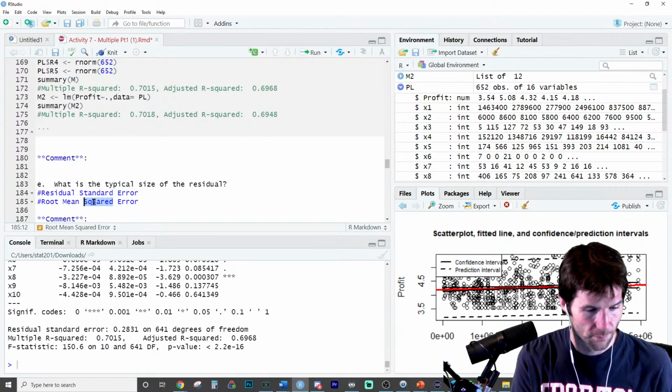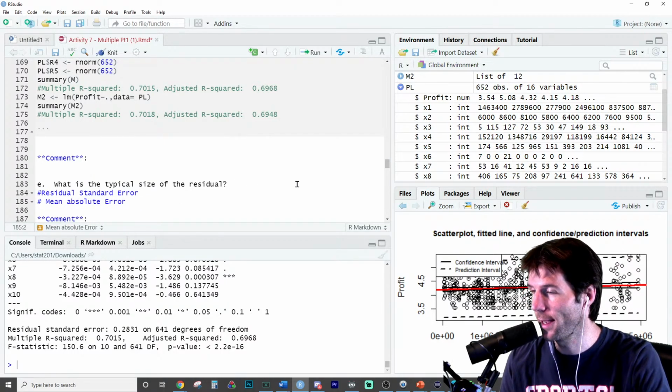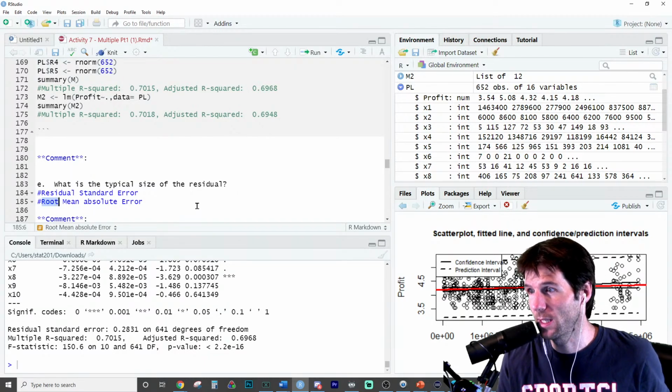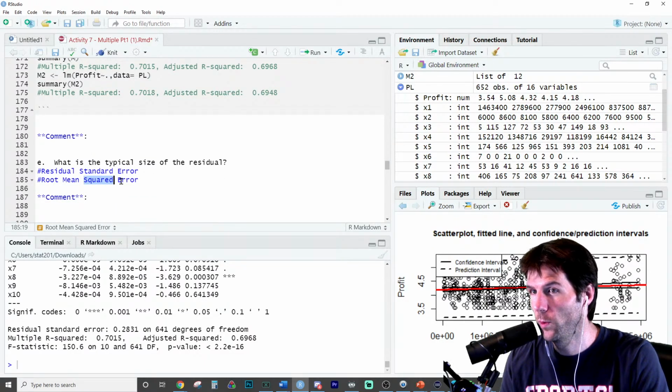You could do mean absolute error. So you could take the absolute value of them and then take the mean of the absolute value. That doesn't weight as heavily on outliers. When you square them, it makes outliers worth more, and you don't want outliers. So we like to do this right here.